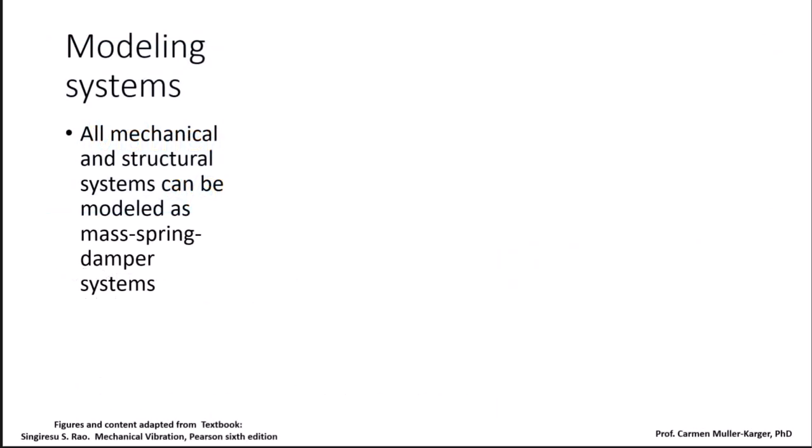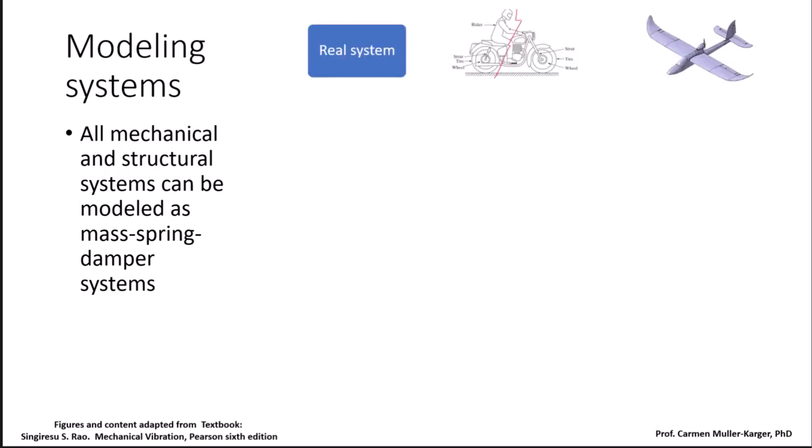In a previous presentation, we stated that all mechanical and structural systems can be modeled as a mass spring damper system. Among real systems, there are some, like this motorcycle, where the mass, the spring, and the damper are very well defined, and we can do the modeling much more easily.